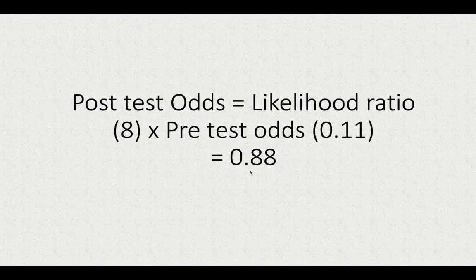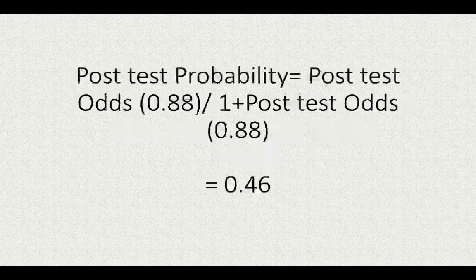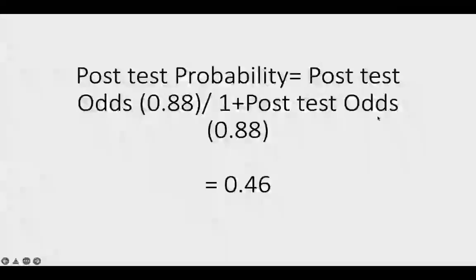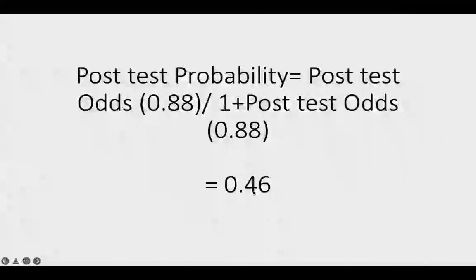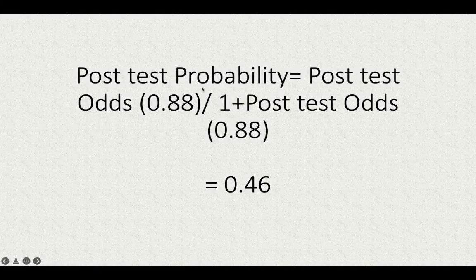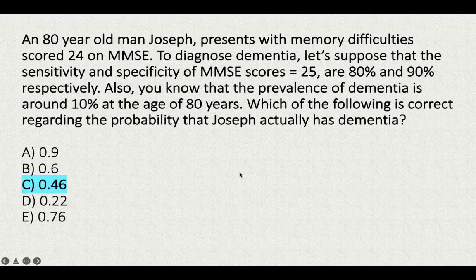Now as we have post-test odds, let's find out the post-test probability. What is the post-test probability? It is post-test odds, which is 0.88, divided by 1 plus post-test odds, 1 plus 0.88. The answer we have is 0.46, which is the post-test probability. And this is our answer.